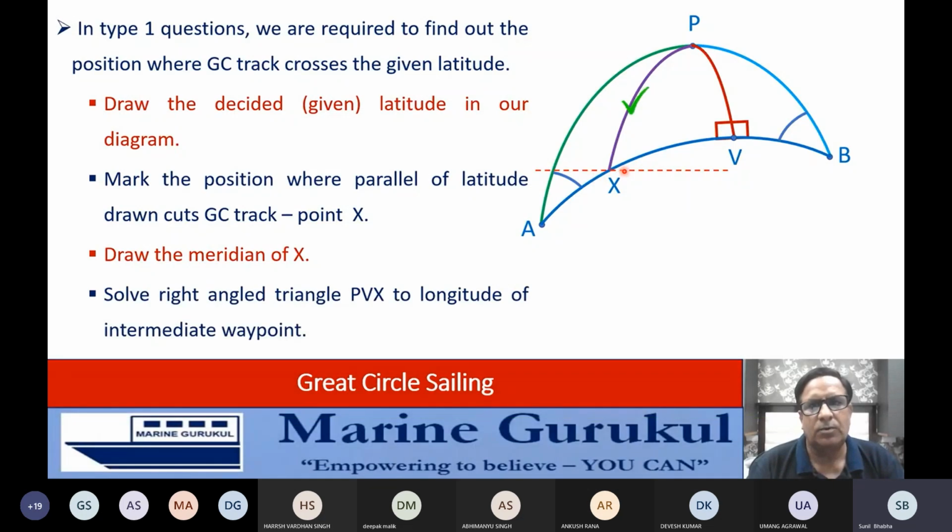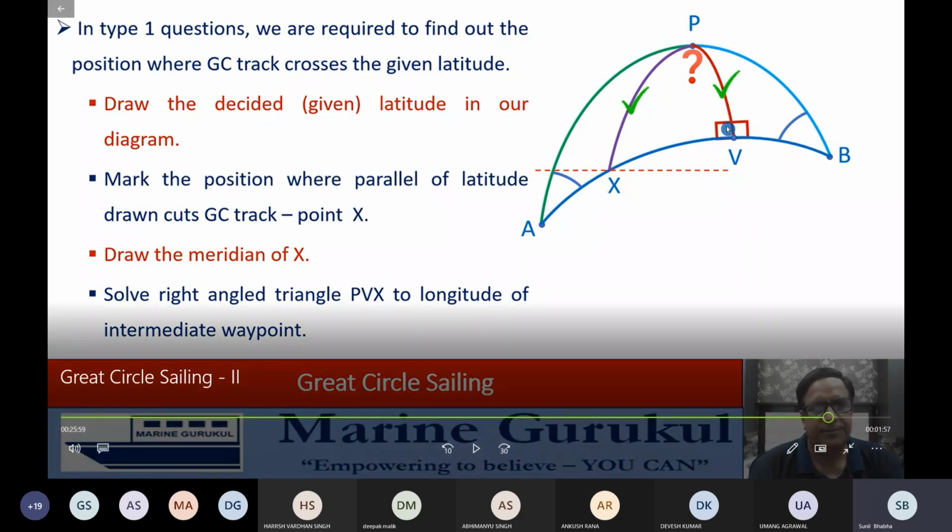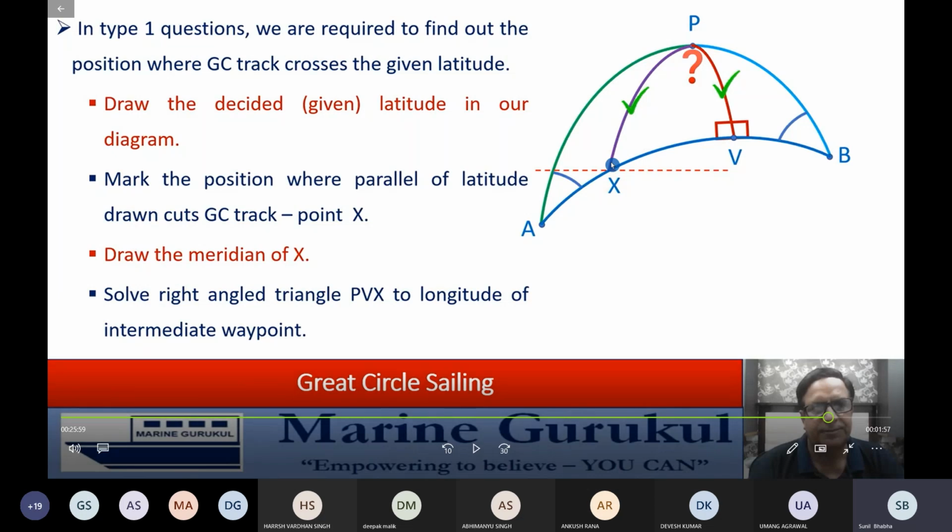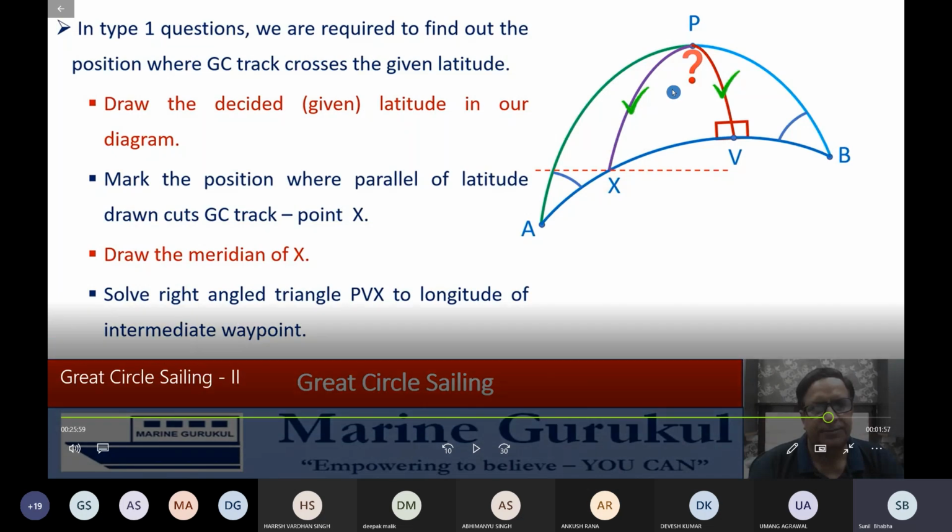So the elements that are known to us are PX and PV. If we can calculate angle P, which will be the D long between V and X, then that shall help us in getting the longitude of X. So what we do, beta, with these two items, Papa Victor and Papa X-ray, we enter into the Napier's rule. And what we calculate with the Napier's rule is angle P.